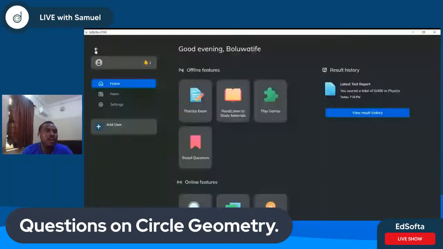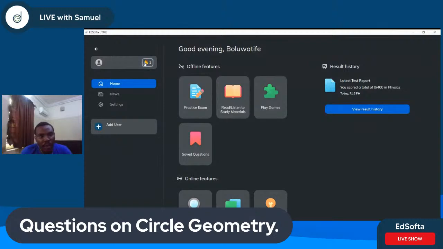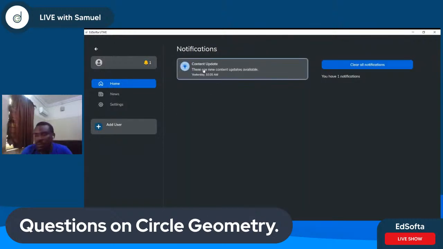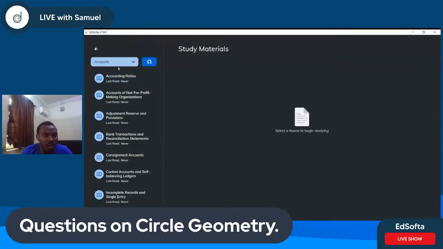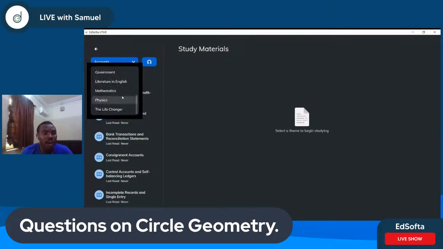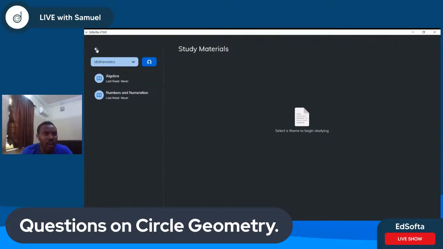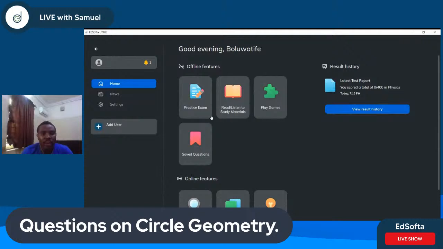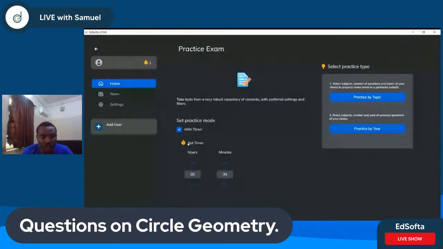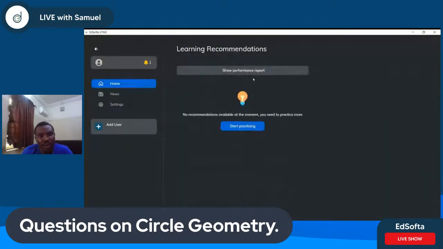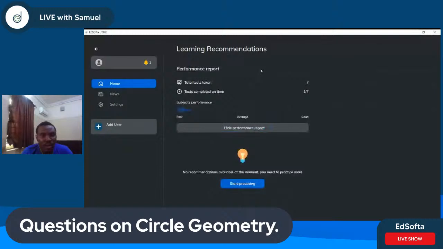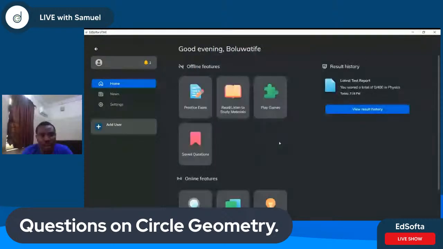Okay, so we can just go back. So this is the EdSofta app. In the EdSofta app, we have solutions for a lot of things. For reading the study materials, if you want to read about circle geometry, you can read about circle geometry here on our app. You can also practice exams on the app. You can do quite a number of things. We have learning recommendations, you can see performance recommendations just based on how you have been performing in the app.